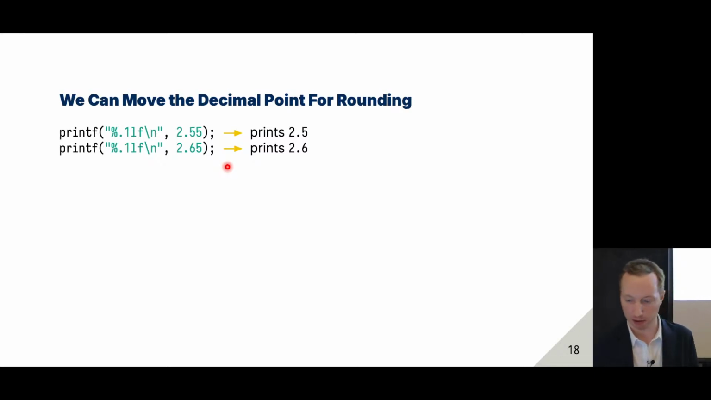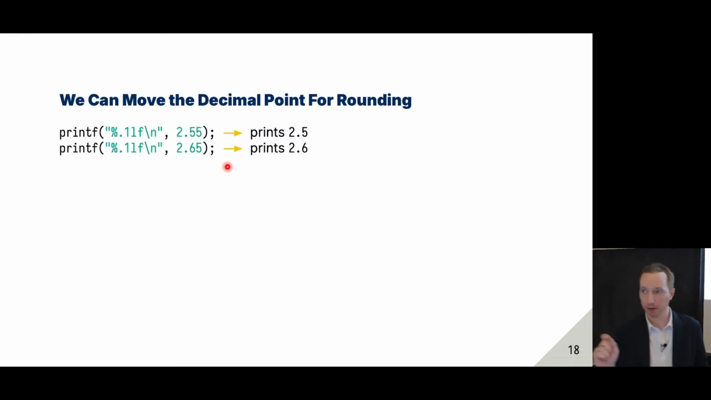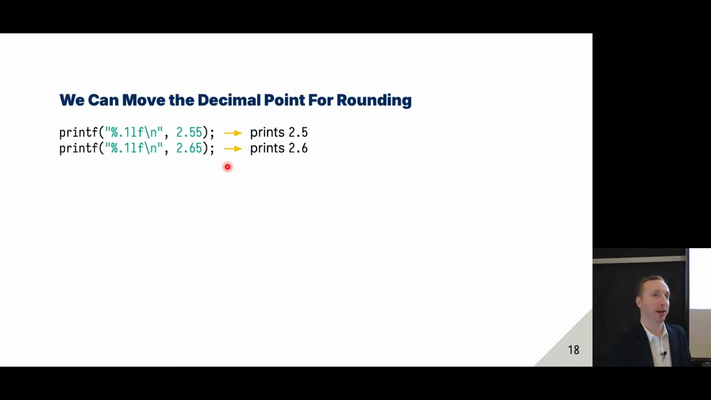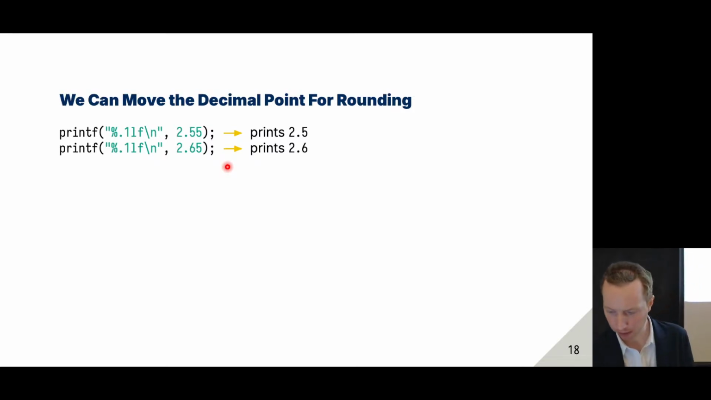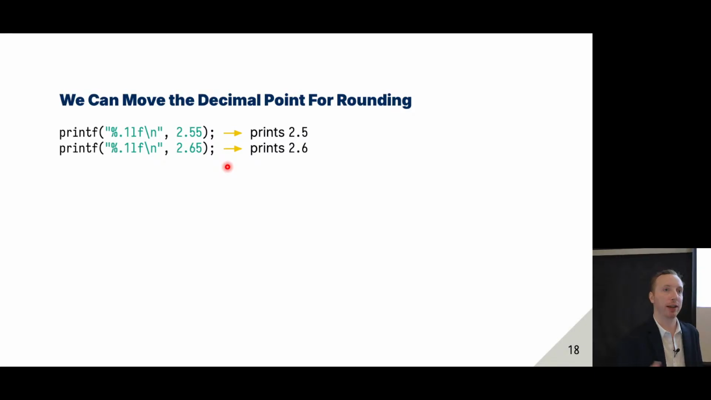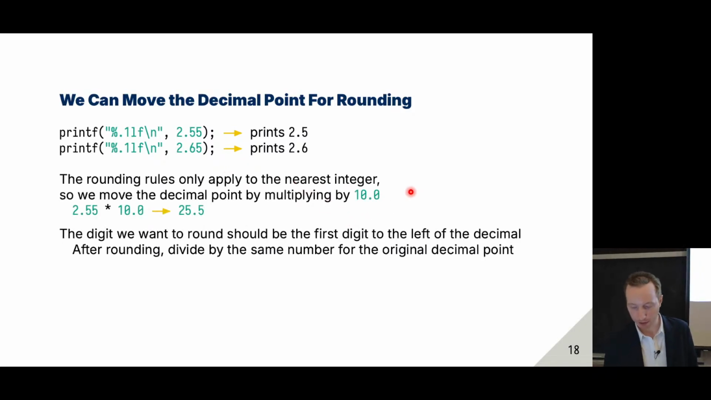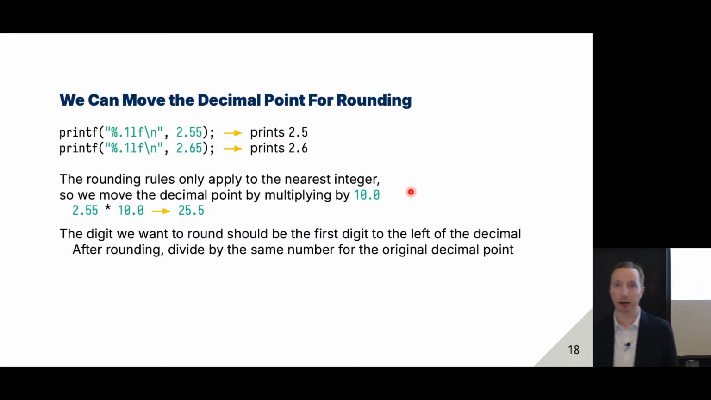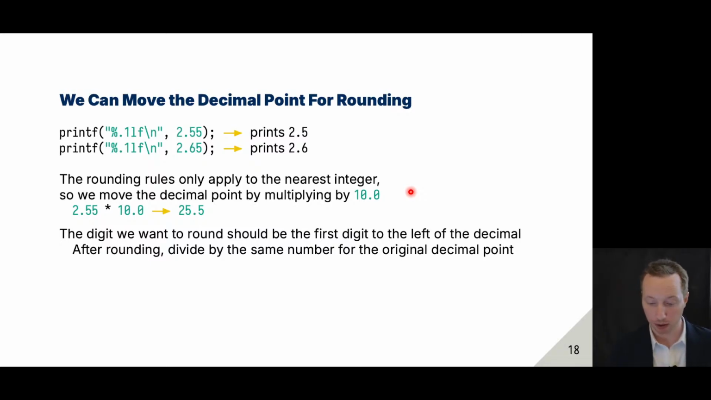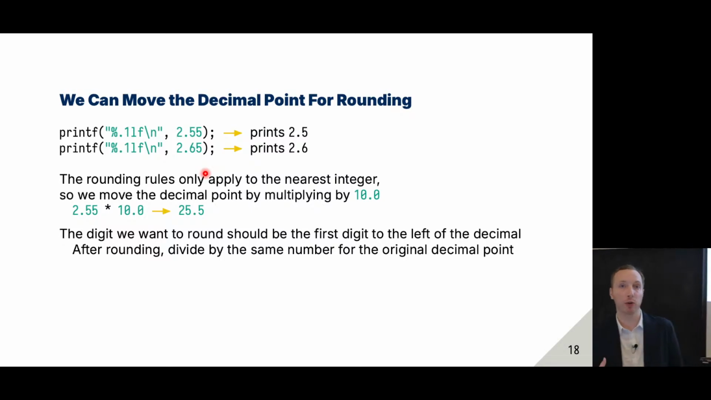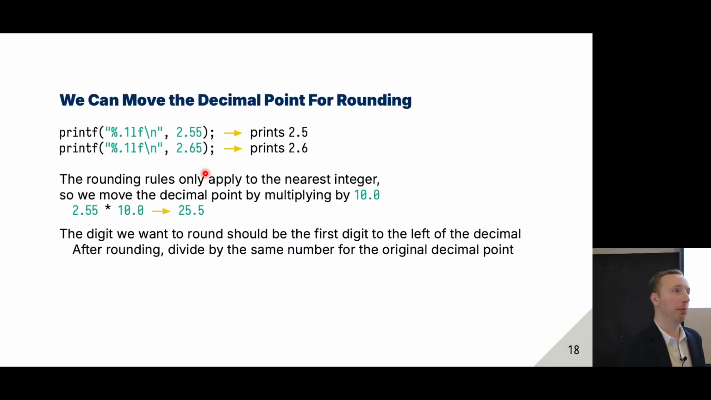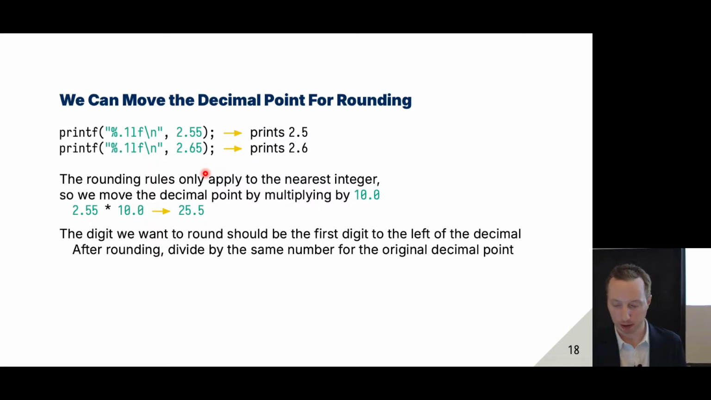It just always rounds down. So if I want to actually round that decimal point, I need to shift the decimal point before I round it. Since all the rules apply just to integers, if I want to round to 1 decimal point, I need to move that decimal point 1 over to the right before I actually round it.